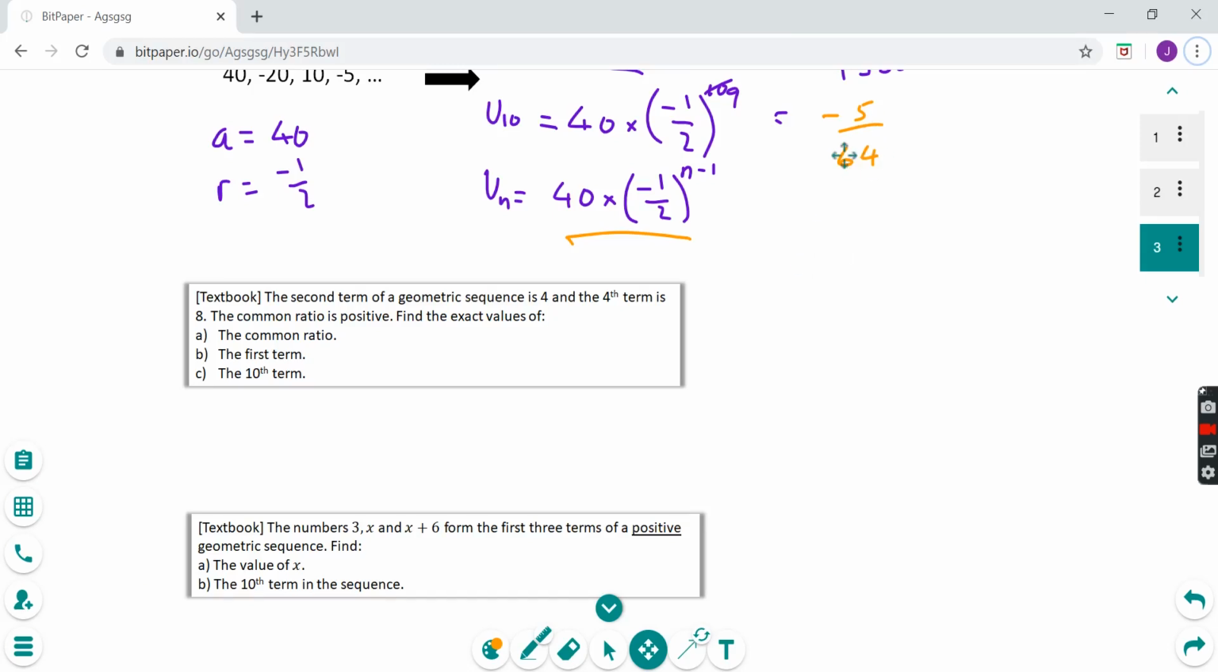Question before, it's minus 5 over 64. Let's have a look at some harder examples now then. So the second term of a geometric sequence is 4.